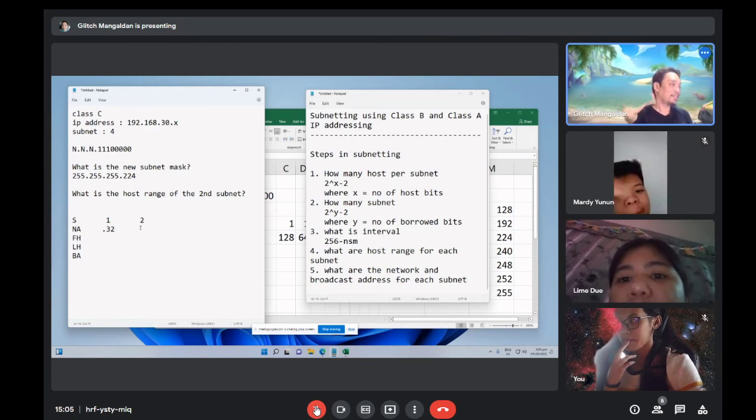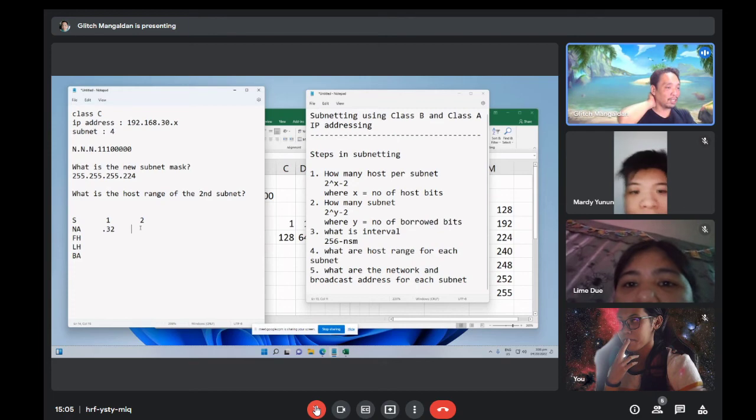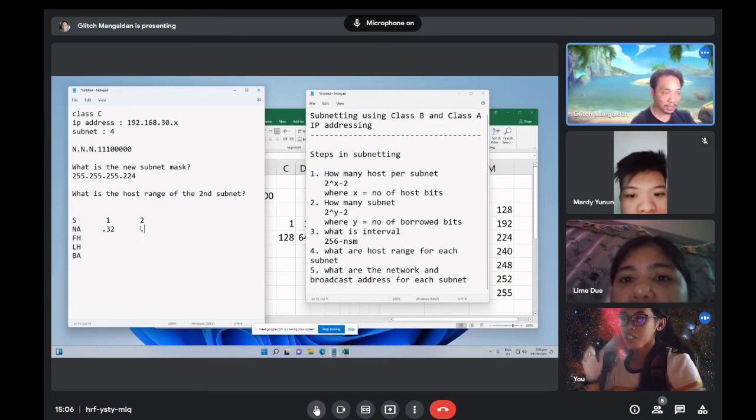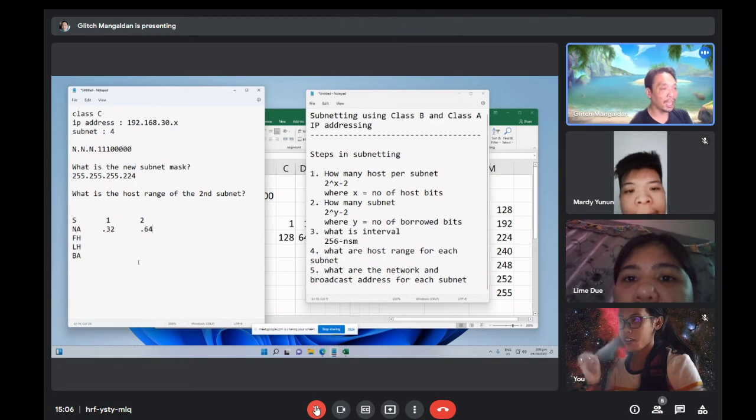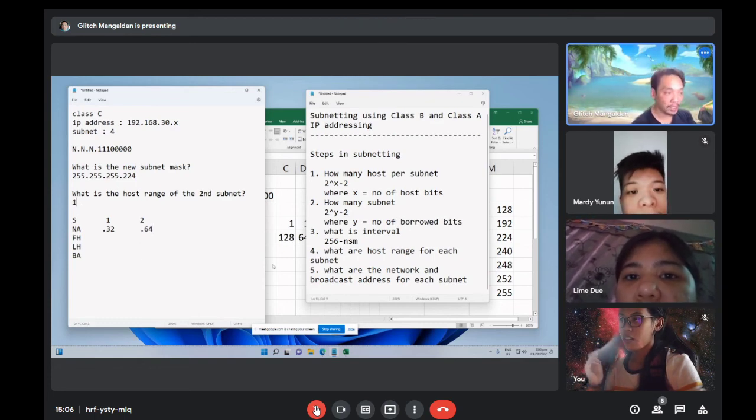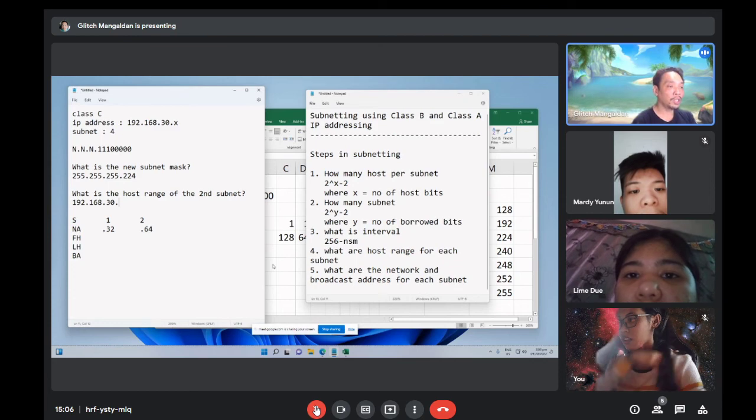Tama? Opo. Yung second subnet mo, so 32 plus 32 is .64. 64. Okay, hindi na natin tatapusin yan. Okay, what is now the answer? So, syempre, this is 192.168.30. At ano yung host range ng second subnet?